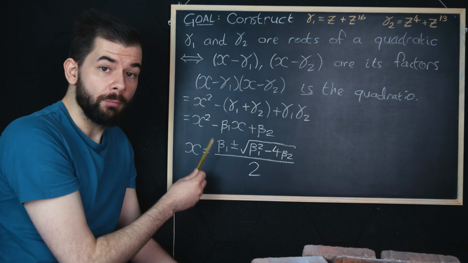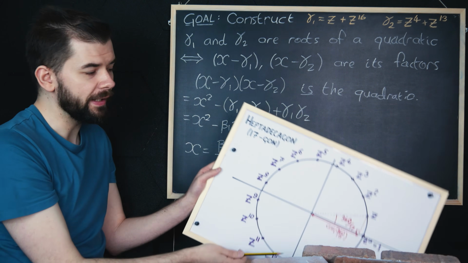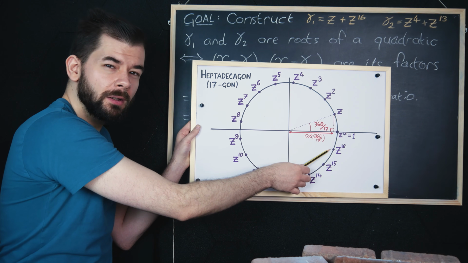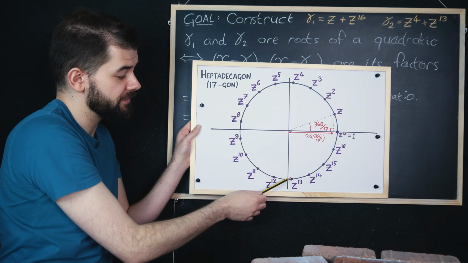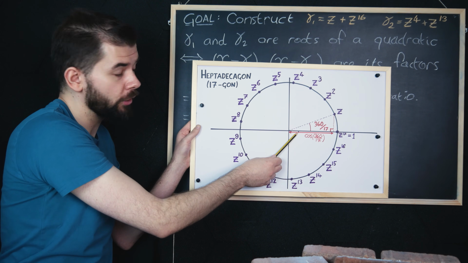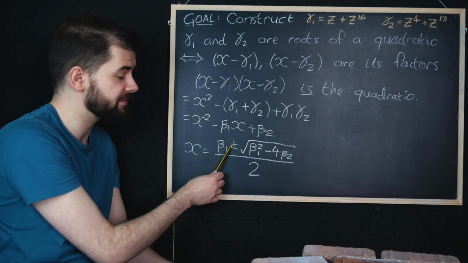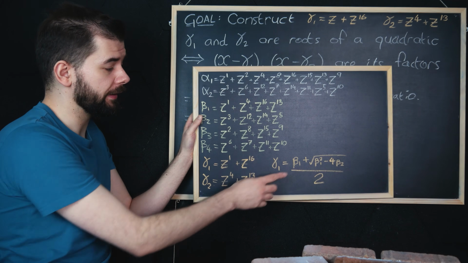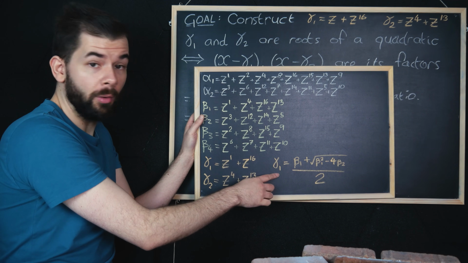Now this is a quadratic, and we know how to solve quadratics, so let's stick this into the quadratic formula. Now remember, gamma 1 and gamma 2 will equal this, so let's just work out which one is which. Gamma 1, being z plus z to the 16th, is going to be quite a large positive number, while gamma 2, being z to the 4th plus z to the 13th, is going to be a smaller positive number. So that means gamma 1 will correspond to the plus case, and gamma 2 to the minus case. So I'll keep that information on here, and I actually don't care about gamma 2. Now, I know now what gamma 1 is.